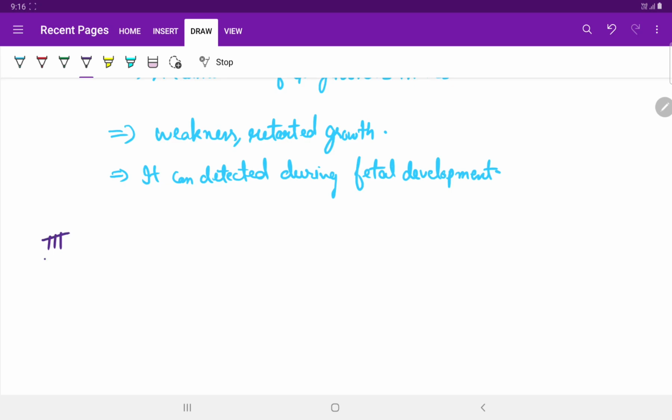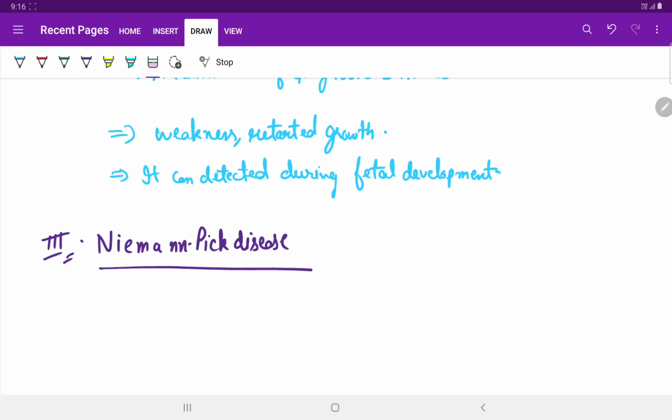Now, the third one is Niemann-Pick disease. It is a rare genetic disorder caused by deficiency of enzyme sphingomyelinase. So it is caused by deficiency of sphingomyelinase enzyme.